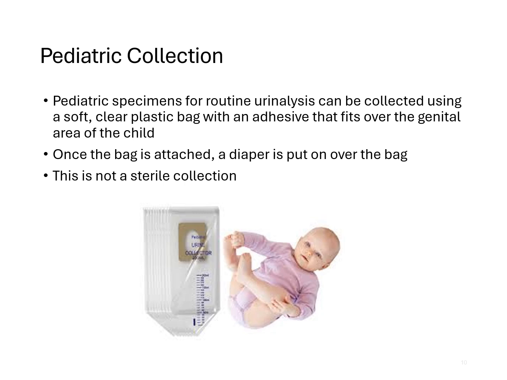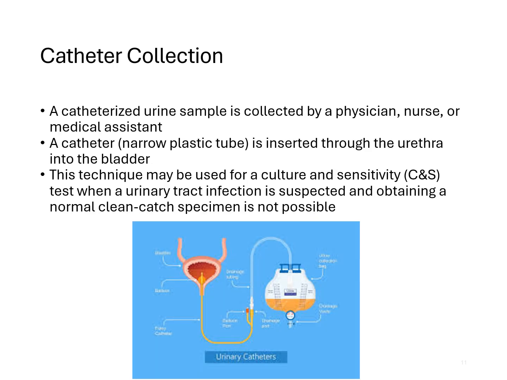So for pediatric specimens, for routine urinalysis, it can be collected using a clear, soft bag that actually has adhesive on it that fits over the genitalia of the child. Once that bag is attached, a diaper is put on over the bag, and then when they do go, it'll go into that bag, and then we can bring that bag in for testing once they are done. This is considered not a sterile collection, so we wouldn't be able to probably check for UTIs or anything like that. There's also catheter collections.